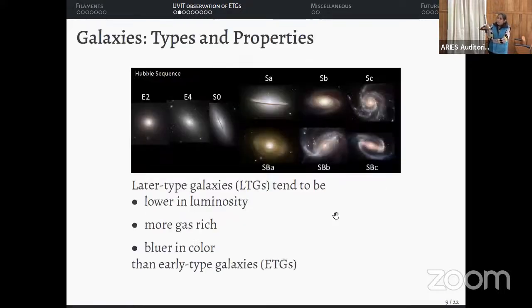So we know that galaxies come in different shapes and sizes. The ellipticals and lenticular galaxies, we call them early type galaxies, whereas the spirals and irregular galaxies are the late types. We commonly know that the elliptical galaxies are going to be more luminous, less star forming. I'm saying the opposite thing. So late type galaxies have lower luminosity, are more gas rich, and bluer in color than early type galaxies.